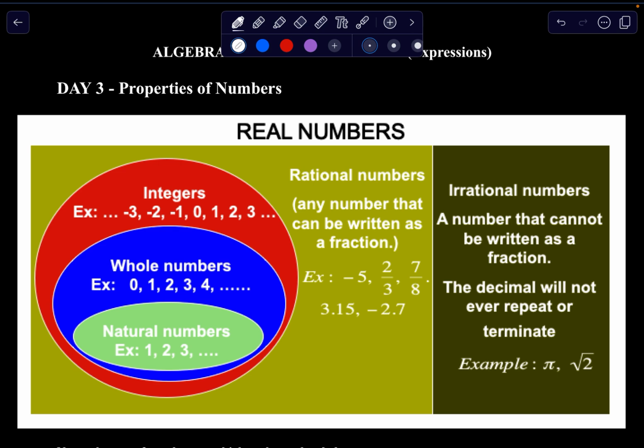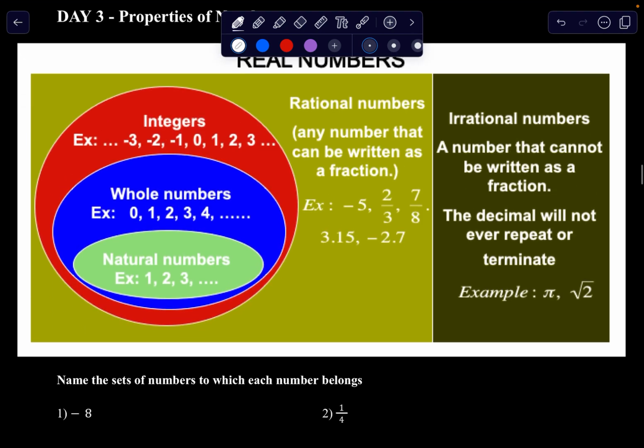And then natural. Natural is the same thing as whole, but natural does not include 0. So natural is anything that you would say if you started counting, like 1, 2, 3, 4, all the way to infinity. So this table right here is going to be something good to look at while you are doing the work. We're just going to go through a couple of these and classify them.